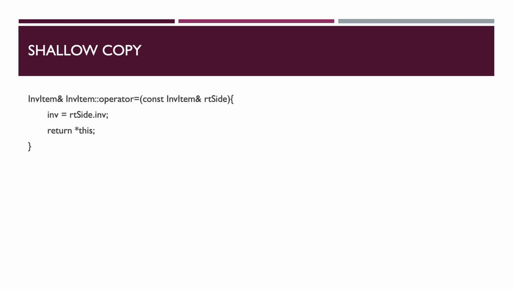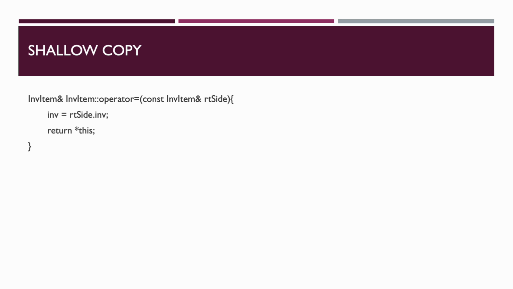But if your class uses pointers or dynamically allocated memory, a shallow copy can lead to problems. Both objects would end up pointing to the same memory location. Which means if you change one object, that will affect the other, and deleting one object could invalidate the pointer in the other.